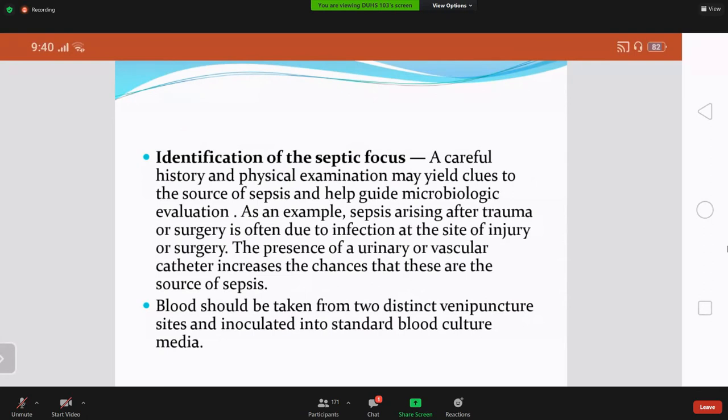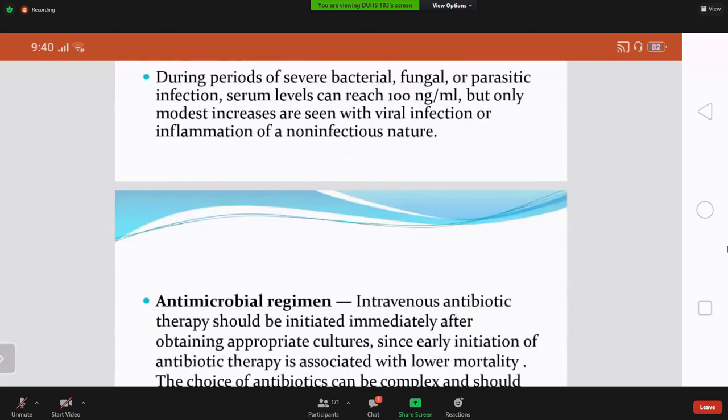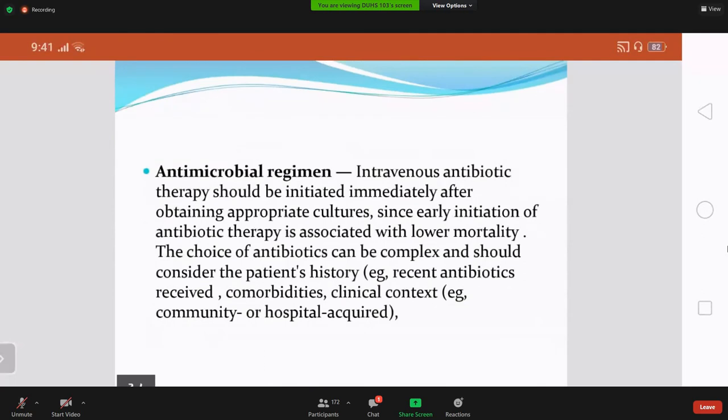Once you've identified the source of infection and taken blood from two different sites, the next step is to determine the antimicrobial regimen. IV antibiotics should be initiated immediately after we have obtained appropriate cultures, since early initiation of antibiotics is associated with lower mortality. The choice of antibiotic may be complex, especially in patients who have recently completed a course of antibiotics, who have comorbidities, or who have community or hospital acquired infections.